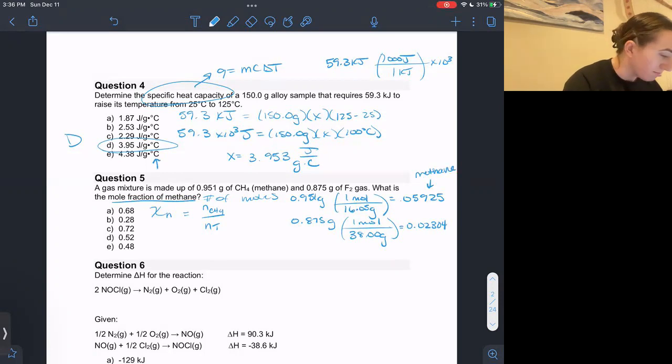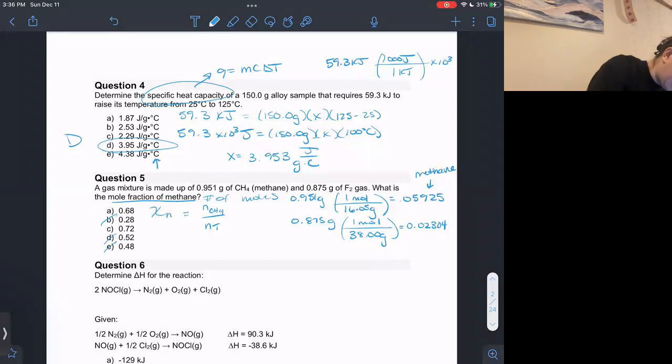Okay, so just looking from this, I know that I should have a higher mole fraction for methane, because there's already more moles in it than the fluorine gas. So I'm expecting a number greater than 0.5. So I would pretty much rule out those because they're not close to 50-50. So I'm going to guess it's either going to be 0.68 or 0.72.